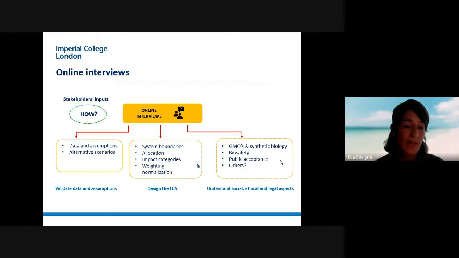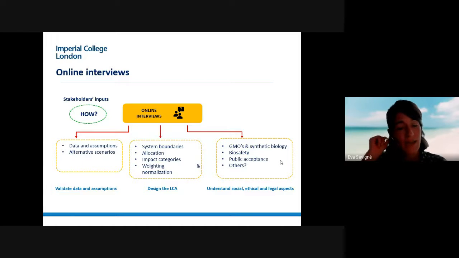In the first part, we used the interviews to validate some of the data that we have from the experimental activities, but also some data that we needed to complement with the literature review. And also we used it to validate some of the assumptions that we have considered in the upscaling process. And also we used the interviews to evaluate and to set some alternative scenarios to our baseline scenario.